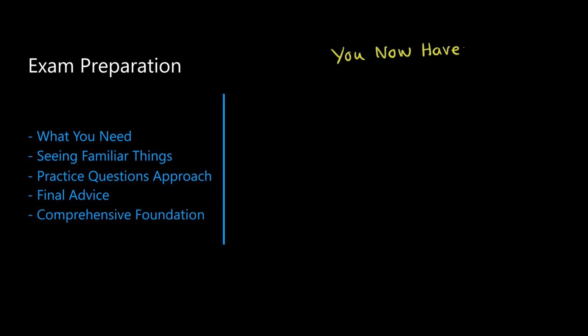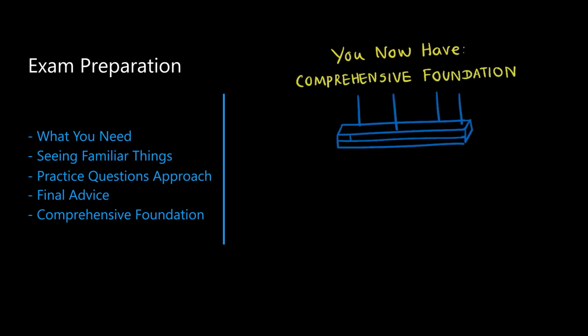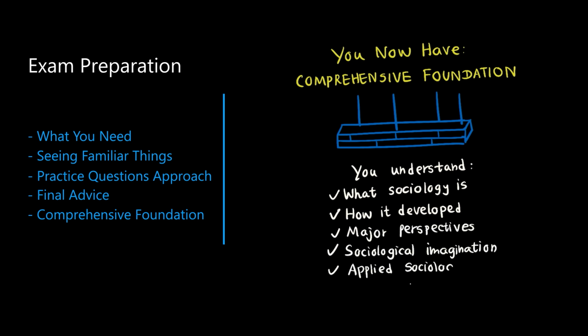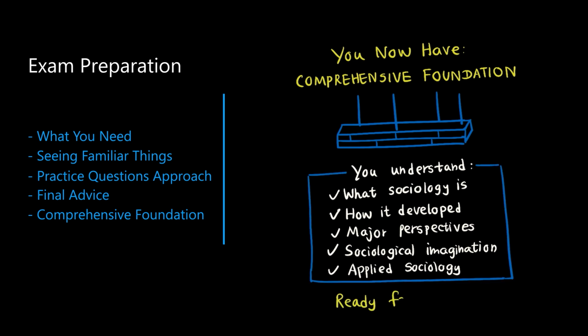You now have a comprehensive foundation in the basics of sociology. You understand what sociology is, how it developed, and the major ways sociologists think about the social world. You know about the sociological imagination and how it helps us see connections between individual experiences and social structures. You can explain the major theoretical perspectives and their strengths and limitations, and you understand how sociology is applied to address real problems and improve people's lives.